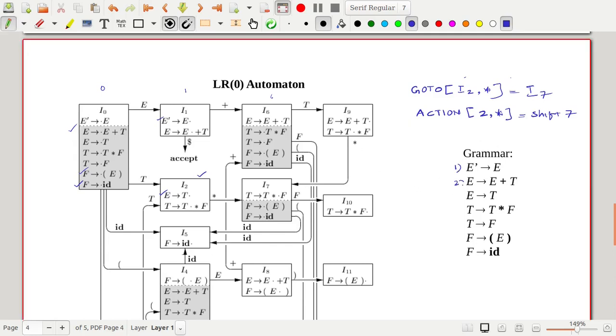1 2 3 4 5 6 7. We have just numbered like this for simplicity. Okay, so by using the previous step we have this production E gives T dot. Then what we have to do, we need to compute the follow of E.